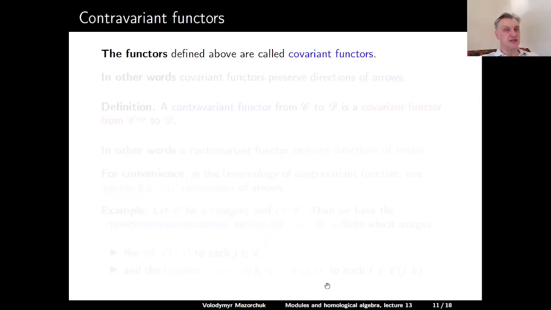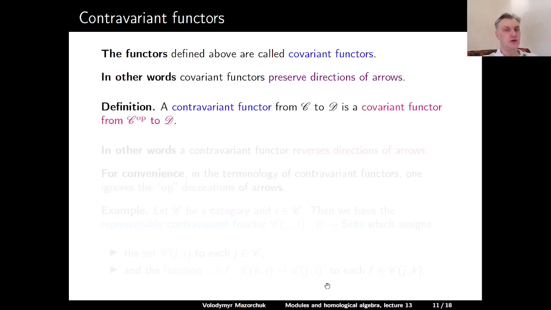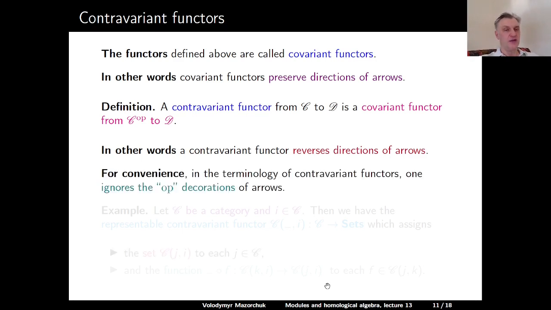So the functors which we just discussed are called covariant functors. In other words, these are functors which preserve the direction of arrows. There are also the so-called contravariant functors from C to D, and these are formally defined as covariant functors from C^op to D. In other words, a contravariant functor is a functor which reverses directions of arrows. And for convenience, if one speaks about contravariant functors, then one removes the decoration op on arrows.